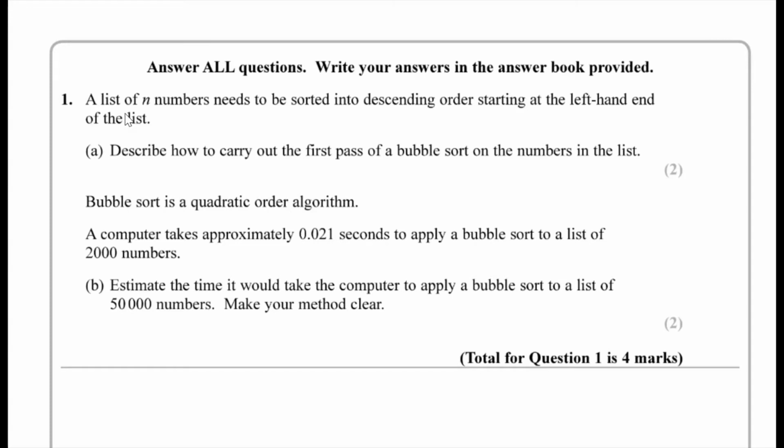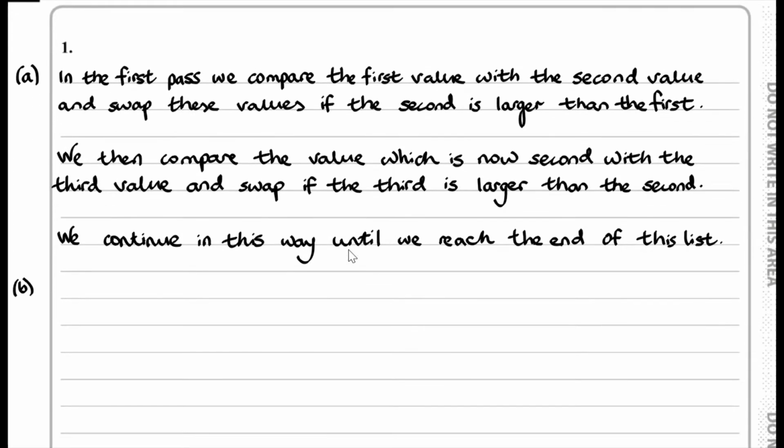A list of n numbers needs to be sorted into descending order starting at the left hand end of the list, and for part A we have to describe how to carry out the first pass of a bubble sort on the numbers in the list. Well, we've got this following explanation. In the first pass, we compare the first value with the second value and swap these values if the second is larger than the first. We then compare the value, which is now second, with the third value and swap if the third is larger than the second, and we continue in this way until we reach the end of the list.